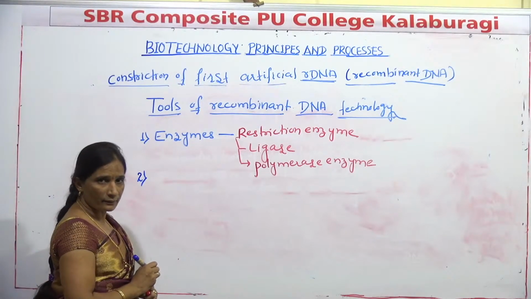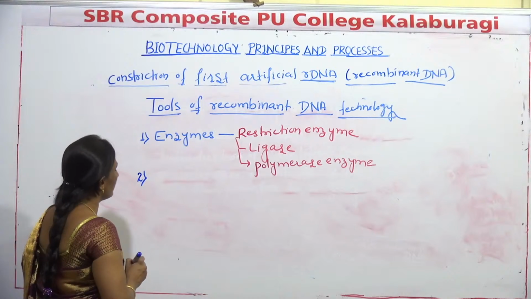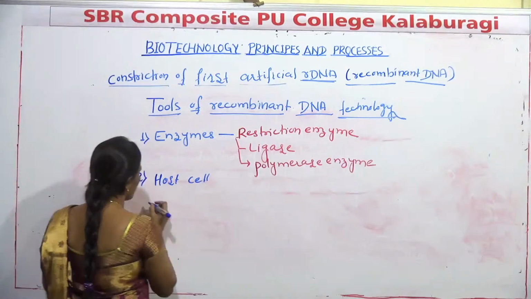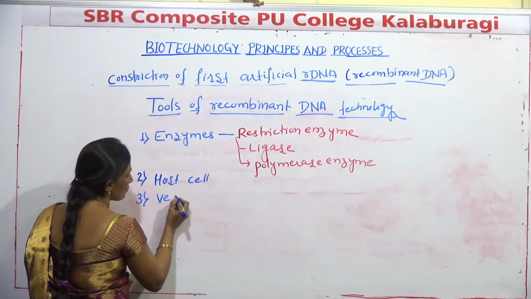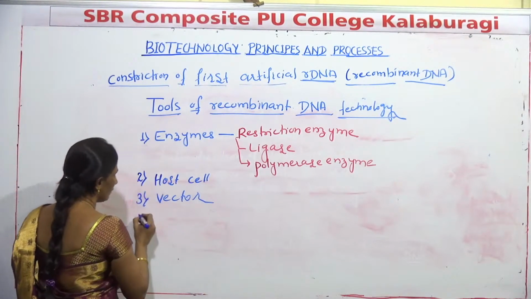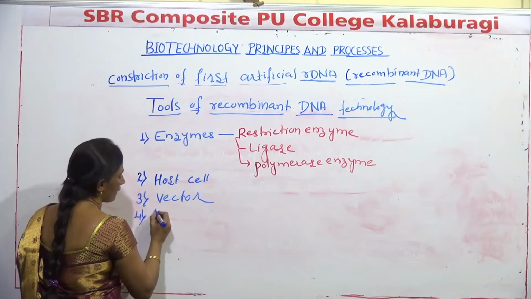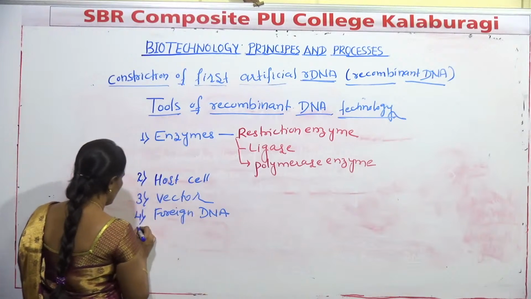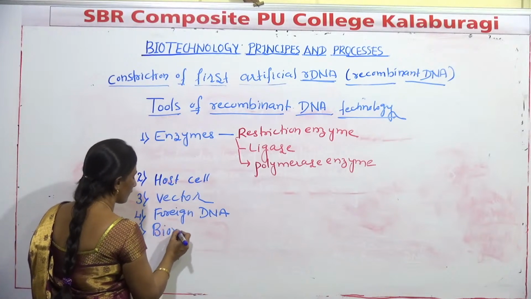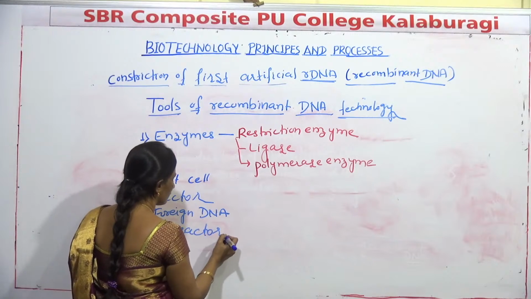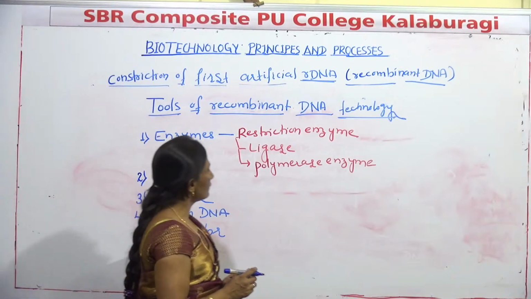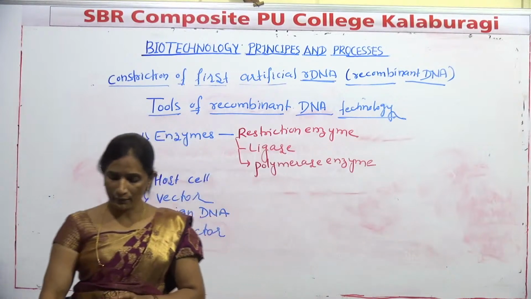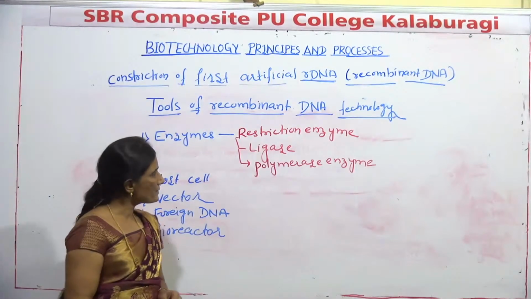Second, we require the host cell. It also requires the vector, the foreign DNA, and the bioreactor. So what are the tools of recombinant DNA technology? The tools are the restriction enzyme.